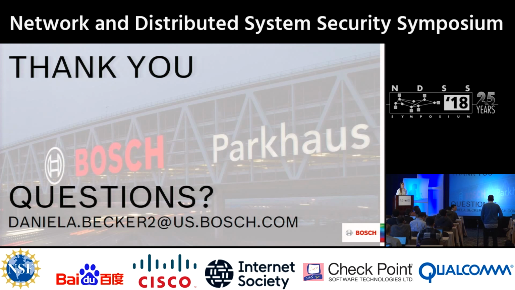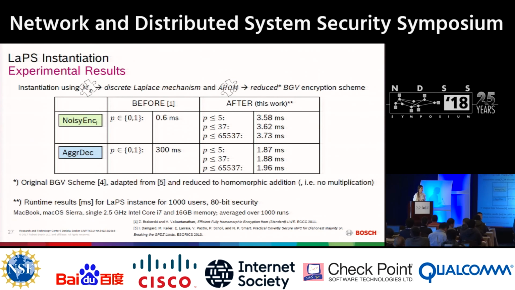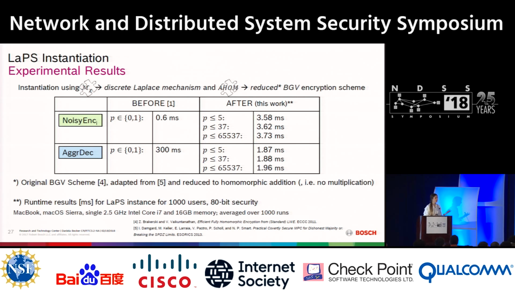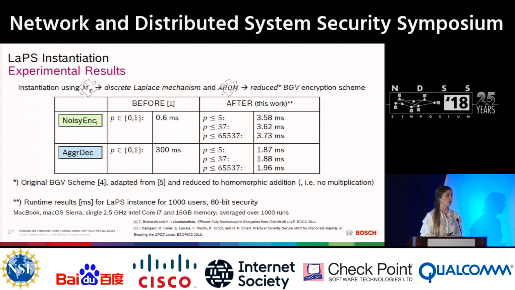Just a quick question. How well does this scale? So let's say if you want to go to 100,000 users or 1 million users. So in terms of number of users or participants, it scales linearly. So even if you go up to 1 million users, you're still under a second for both encryption and decryption.